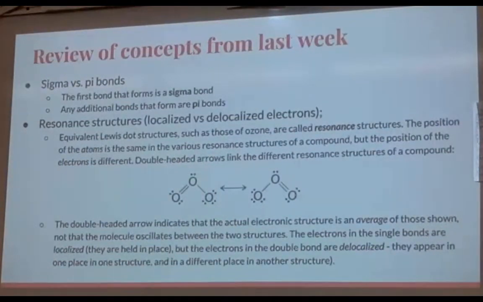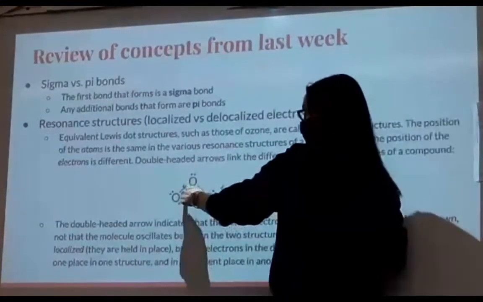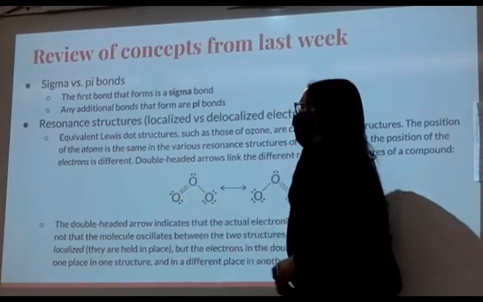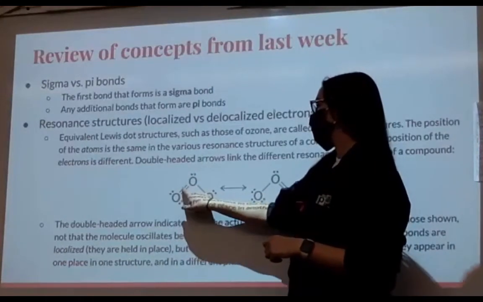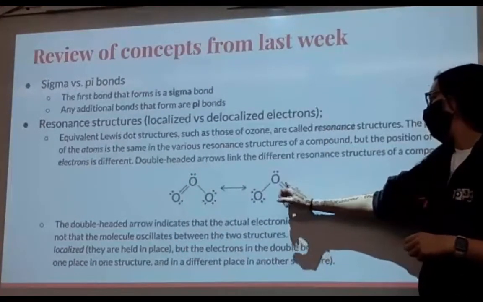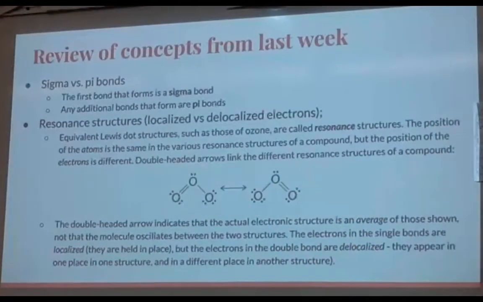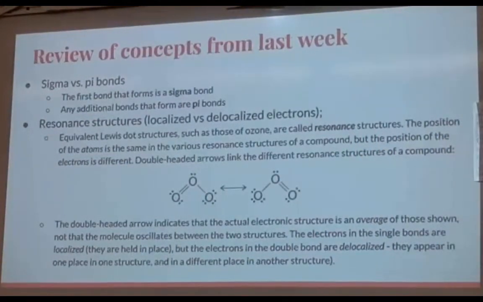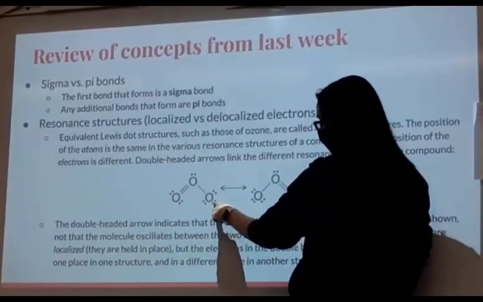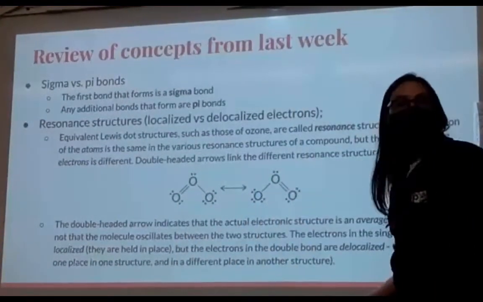Delocalized electrons can appear in different places. They can move. So the electrons in this double bond, we would say are delocalized because they appear between these two oxygens in the first structure, and they appear between these two oxygens in the next structure. So if electrons appear in different places, they are delocalized. Just means that they can move. Would that lone pair be delocalized now? Yes. So then we would have this lone pair would be delocalized because it moves to the other side.